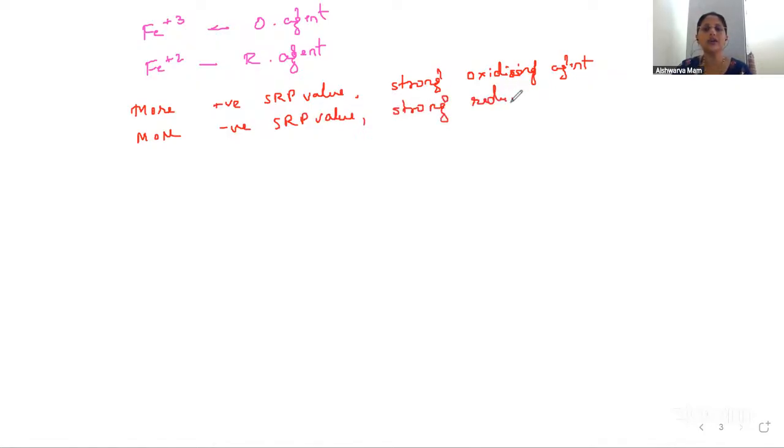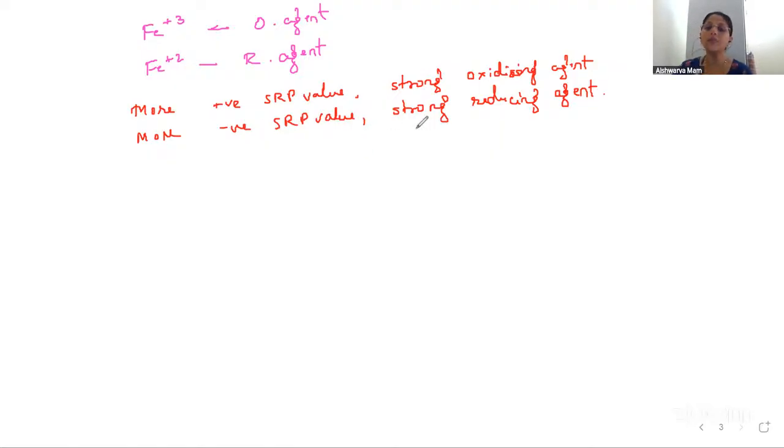So in the exam, if SRP values are given and asked which is the better oxidizing or reducing agent, we can say if the SRP value is positive, it becomes a strong oxidizing agent. If the SRP value goes on increasing, it becomes a stronger oxidizing agent. If the SRP value goes on decreasing, it becomes a reducing agent.